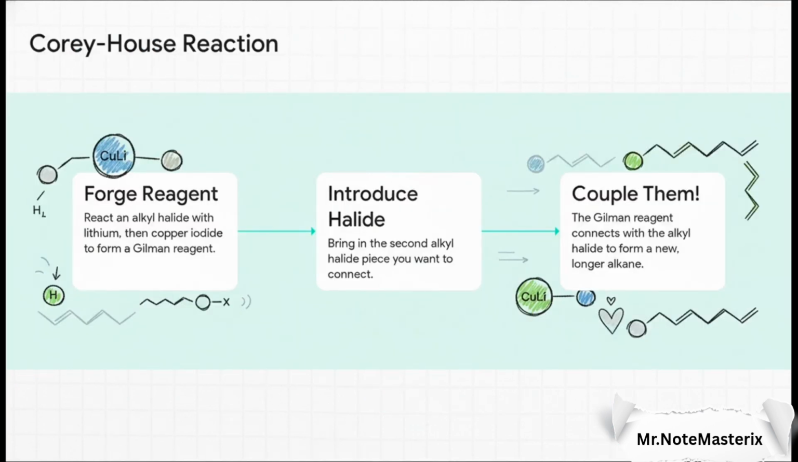One of the absolute coolest tools in the toolbox is the Corey-House reaction. It's kind of like a high-tech molecular construction kit. First, you build this special connector piece. It's called a Gilman reagent. Then you just grab the 2 different carbon chains you want to join, and bam! The Gilman reagent snaps them together. It's an incredibly versatile way to build all sorts of custom-made alkanes.